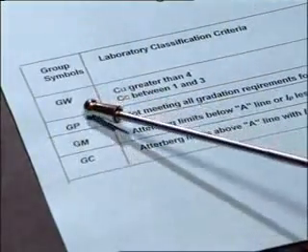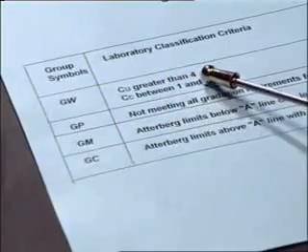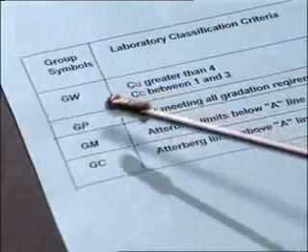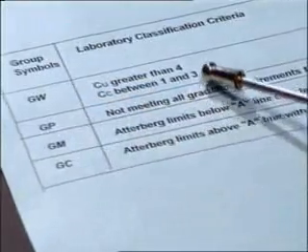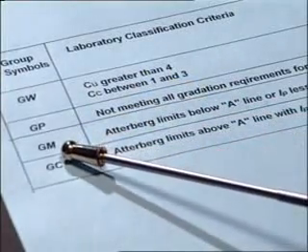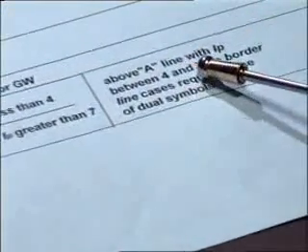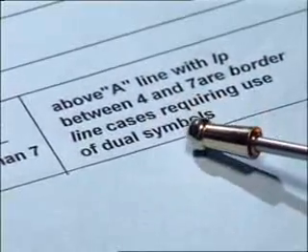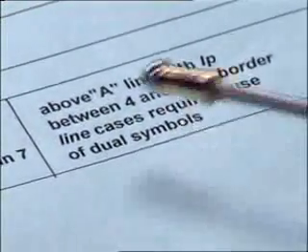The soil will be GW if Cu is greater than 4 and Cc between 1 and 3. It will be GP if it is not meeting this requirement. The classification of soil will be GM if IP is less than 4, and it will be GC if IP is greater than 7. In case of IP between 4 and 7, then it will be borderline cases and will require dual symbols.